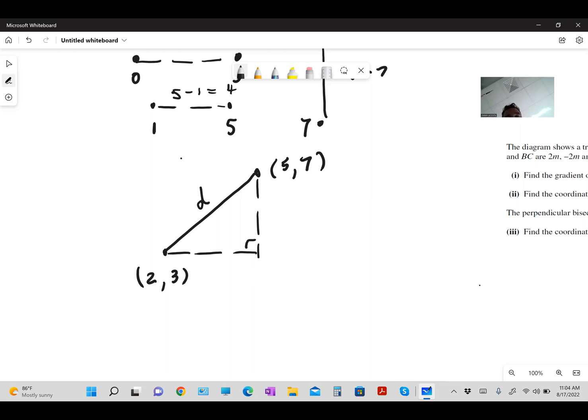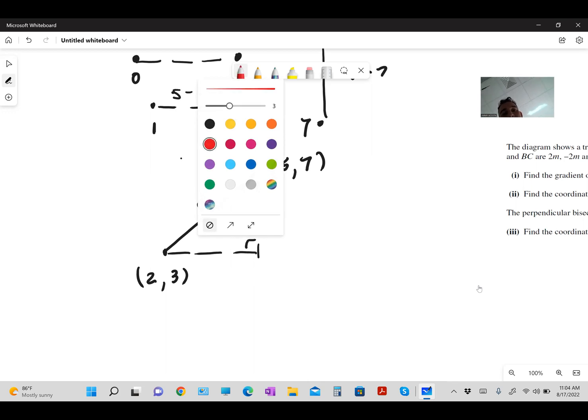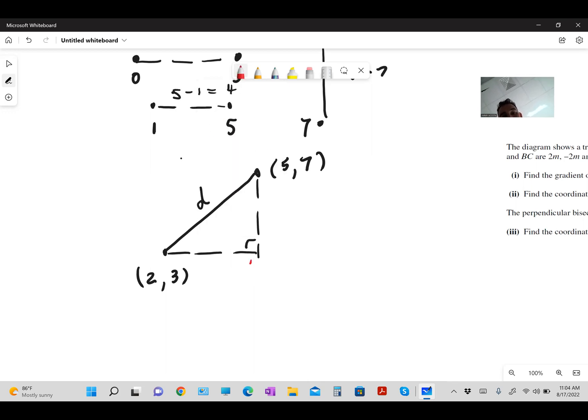So now let's do this. Can you figure out the distance from here to here? What will you do? The horizontal distance, how would you figure it out? From here to here. Anybody? Anyone? Yes. You can subtract the 5 by 2. Yeah, 5 minus 2.